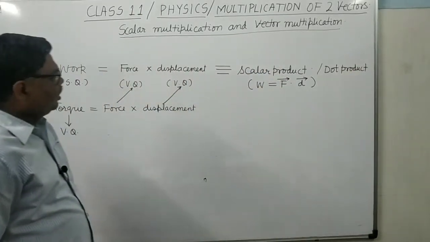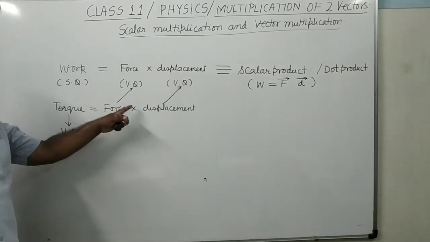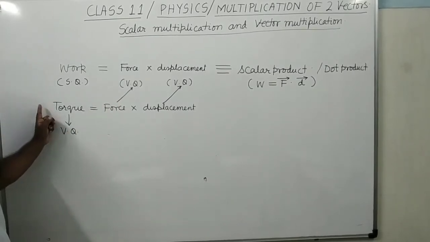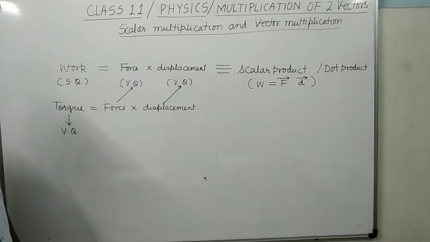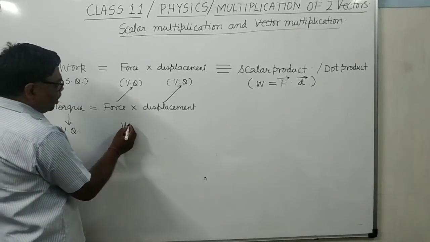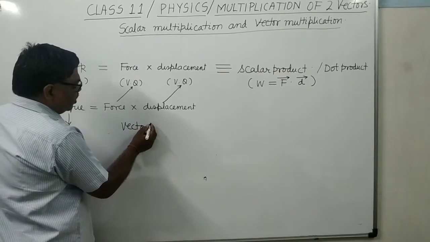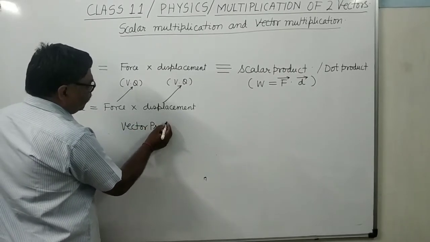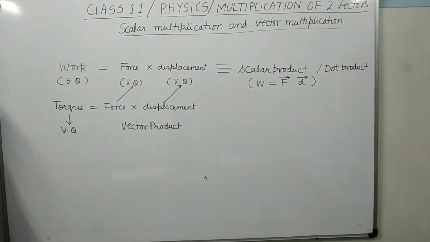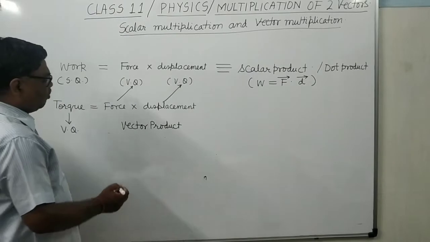Now similarly, when the multiplication of two vectors gives a vector quantity, then that product is known as the vector product. Here this is the vector product. The vector product of the force vector and the displacement vector is taking place. It's clear? And in what way will it be written?